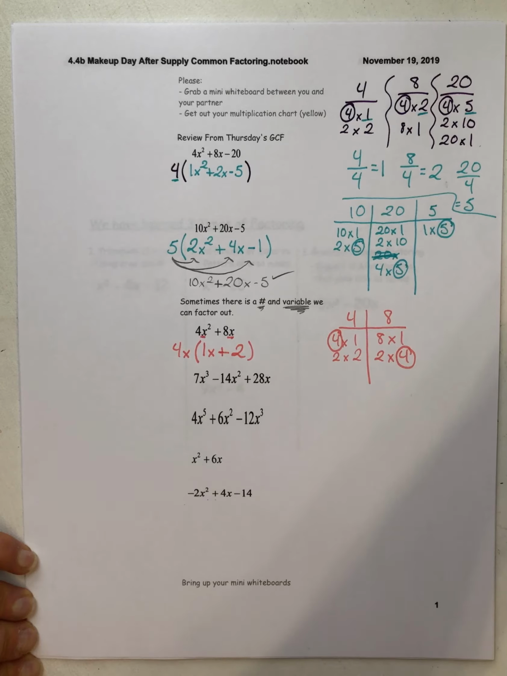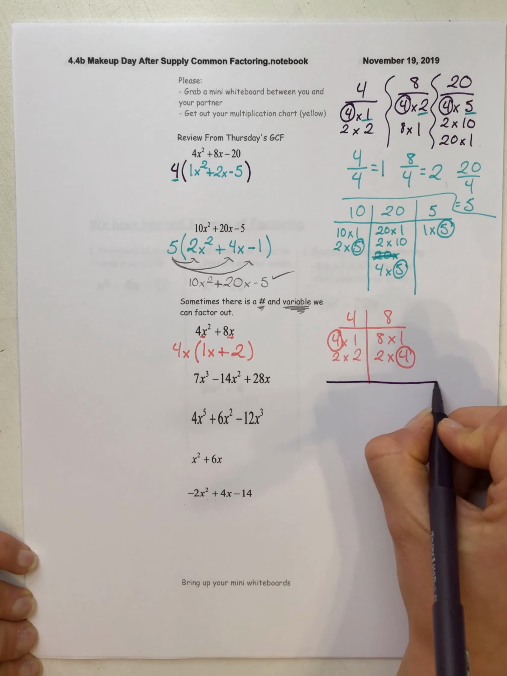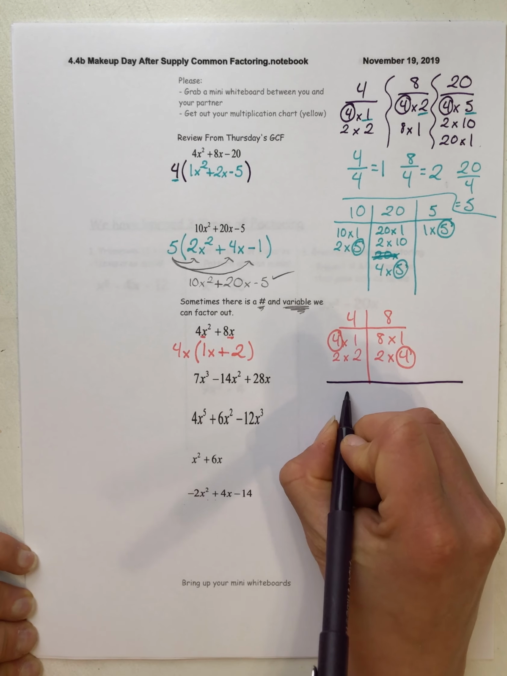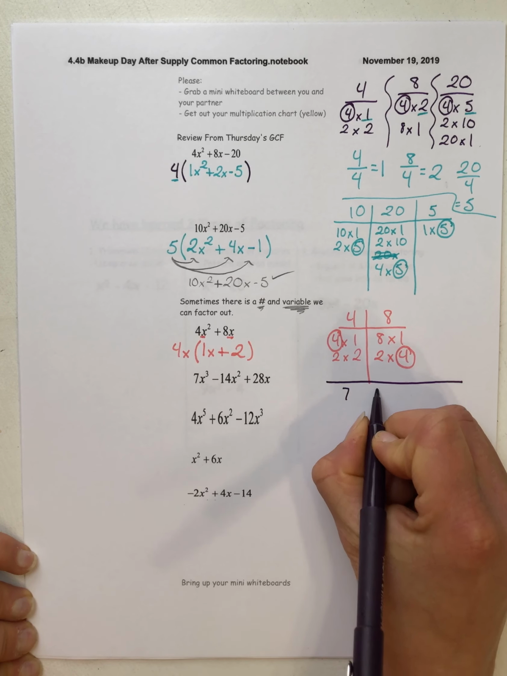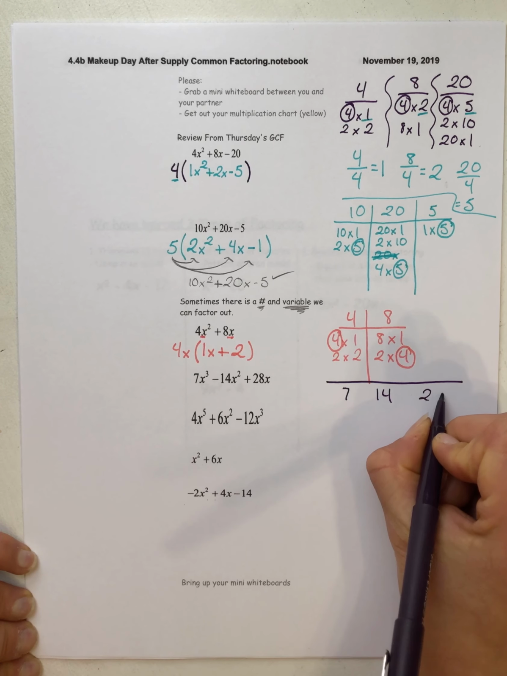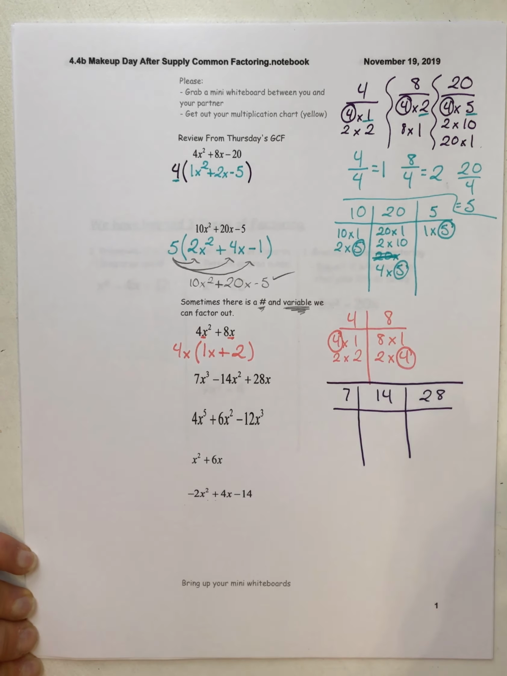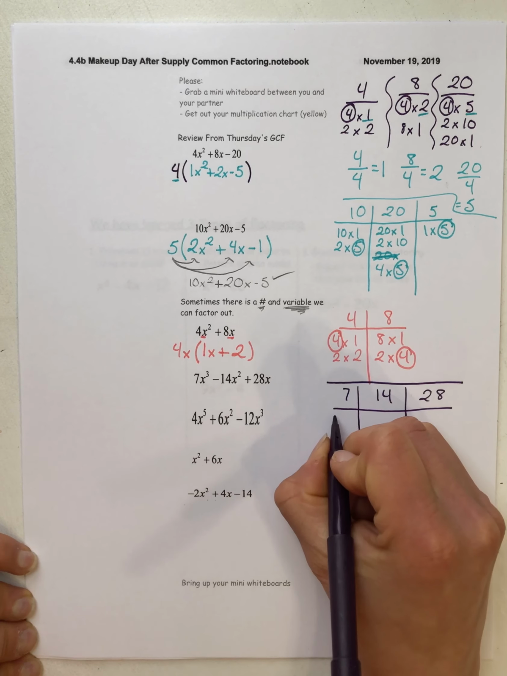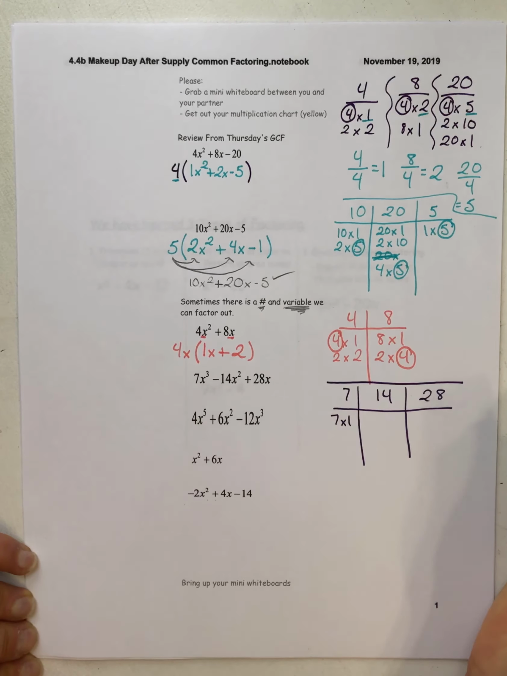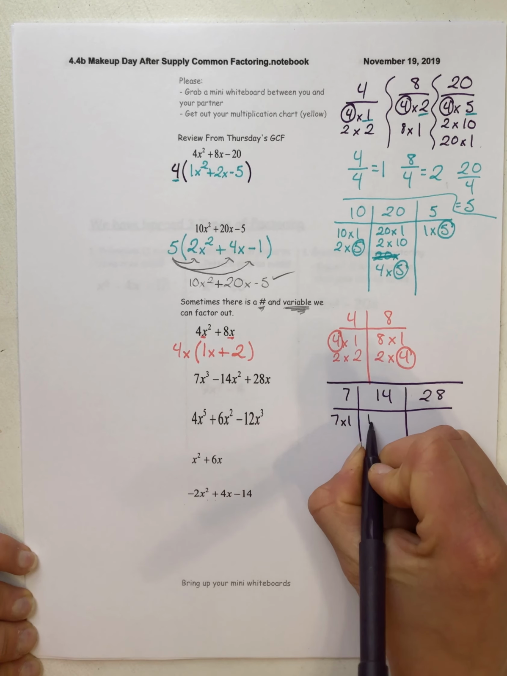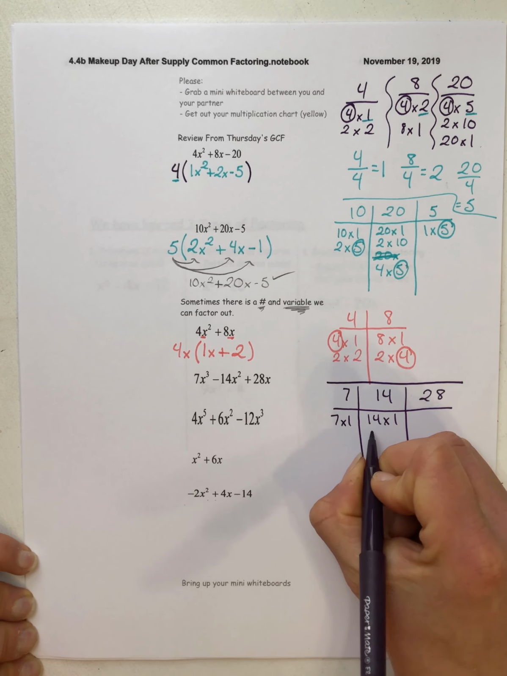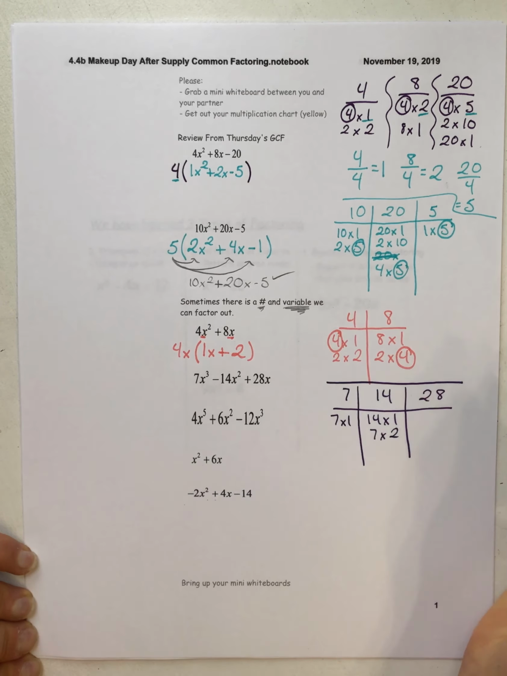And then we will take a look at the next one. I'm just going to draw a straight line here. So we're going to look at 7, 14, and 28. All right, let's find the multiples of these. So the multiples of 7 are 7 and 1. 14, we have 14 times 1, and we have 7 times 2.